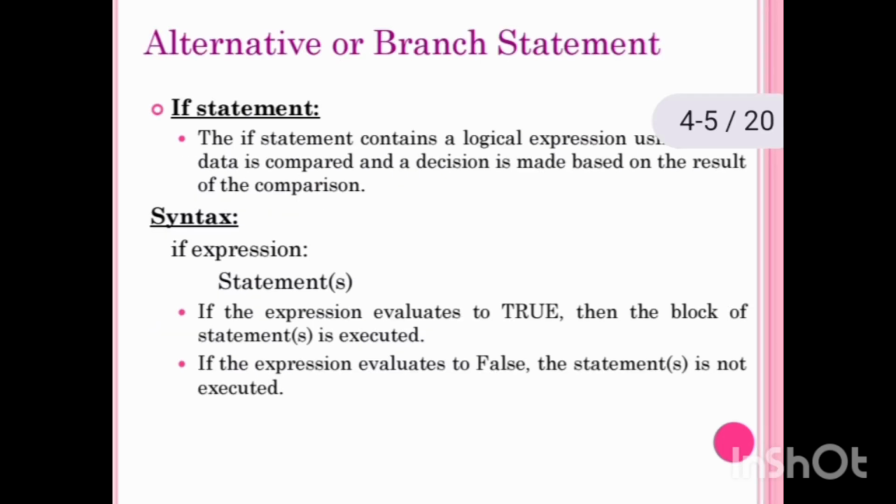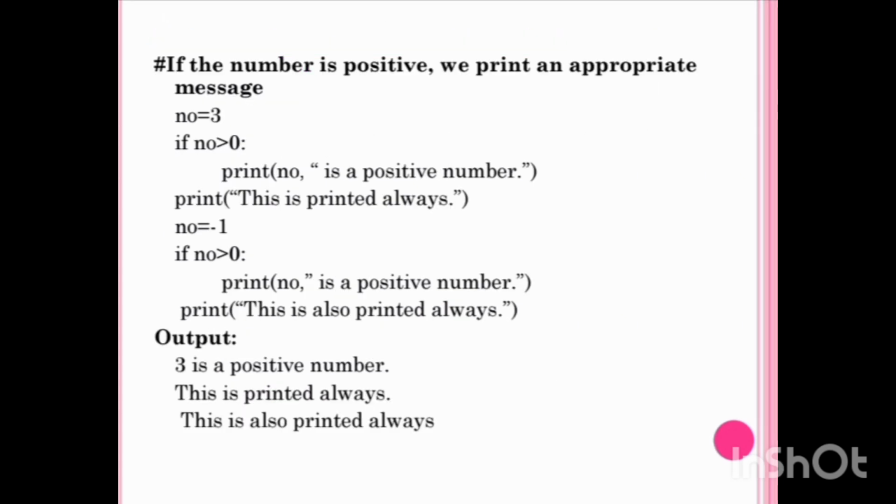Next one is alternative or branch statement. First one is the if statement. If is the simplest of all decision making statements. The condition should be in the form of a relational or logical expression. Syntax: if expression, then the block of code statements. If the expression is true, the block of the statement is executed. If the expression is false, the statement is not executed.